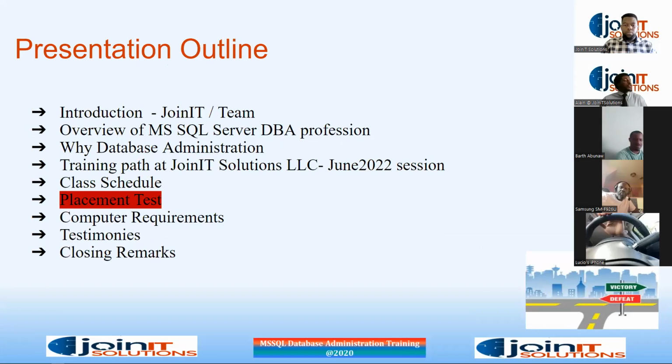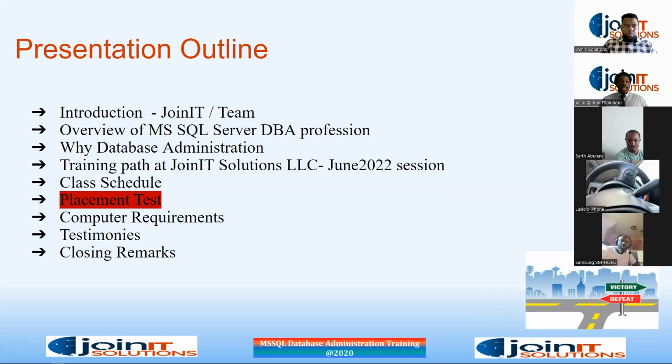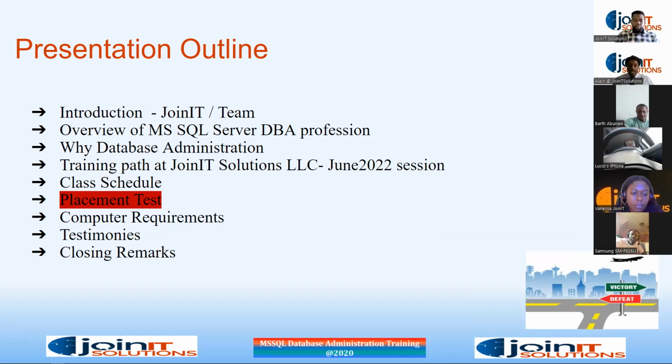So today we are going to go through a couple of things. The very first thing is I'm going to introduce you to the JoinIT team. Every good organization is about people, the people who are handling the day-to-day of the organization. JoinIT being an IT organization, you will get to see the team. You will get an overview of the MS SQL Server DBA profession. You will get to see why you should go into database administration.